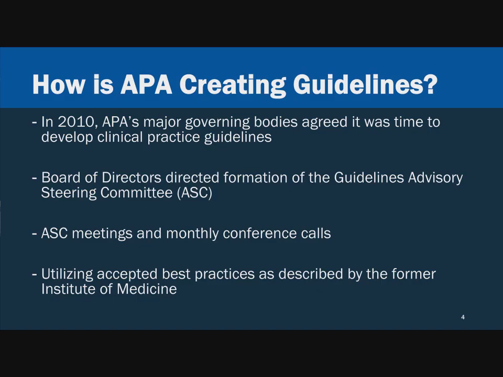So how is APA doing this? A brief slice of history. In 2010, APA decided that the time was right to begin to develop these guidelines, and APA's board of directors directed the formation of the Advisory Steering Committee, or what we call our ASC. This is the group that provides oversight for the guidelines initiative, and they make recommendations for methodological methods and such. This group has been meeting regularly in person and via conference call since then, and they decided in 2012 that the first three guideline topics for APA would be post-traumatic stress disorder, PTSD, obesity and overweight in children and adolescents, and also depression. By the end of 2012, these initial guideline panels had been formed, and the ASC decided to go forward with using the practices of the former Institute of Medicine.